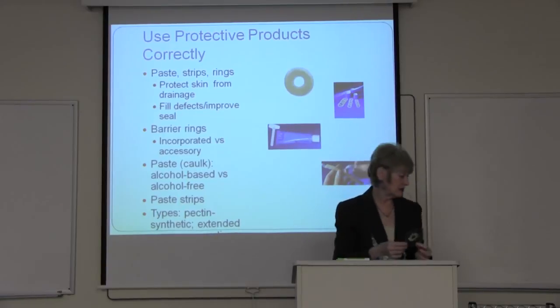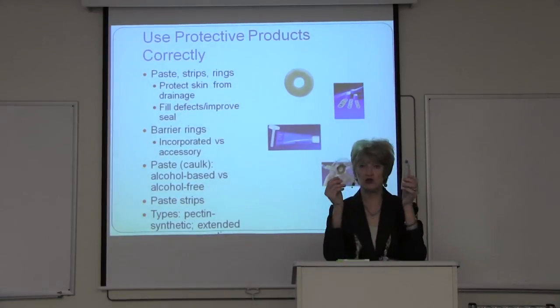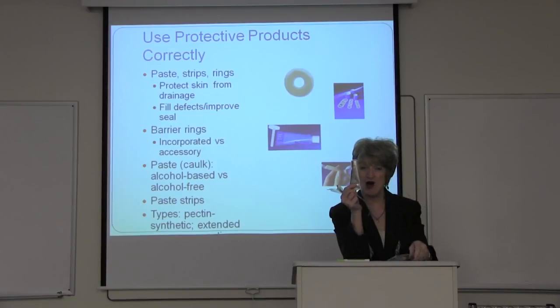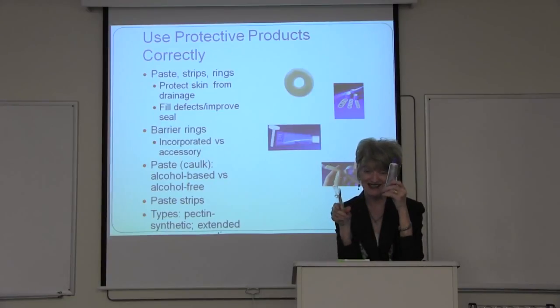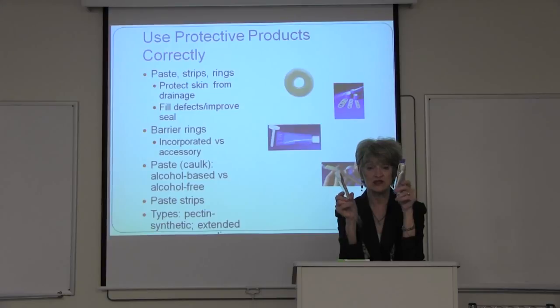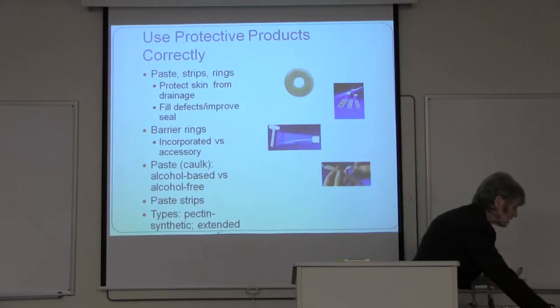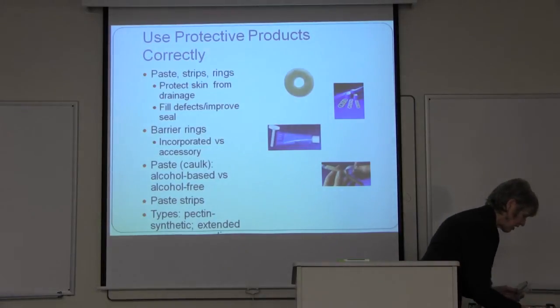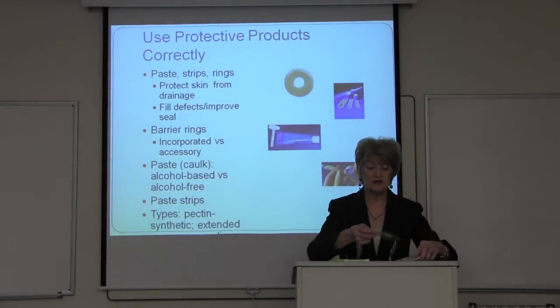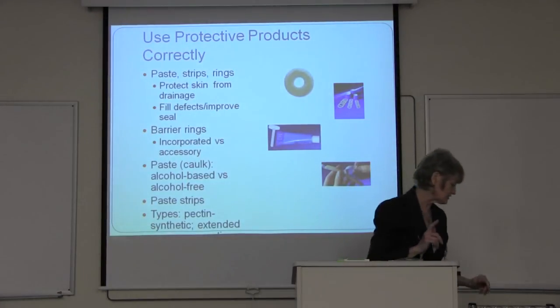So you think of tube paste and paste strips as basically doing the same thing, but this one's alcohol-based, so it should be used on intact skin. This is kind of routine use. This is alcohol-free, more expensive, so you reserve this for situations when you can't use your tube paste. So these are your primary products in providing a secure pouch seal and protecting against drainage and against moisture.